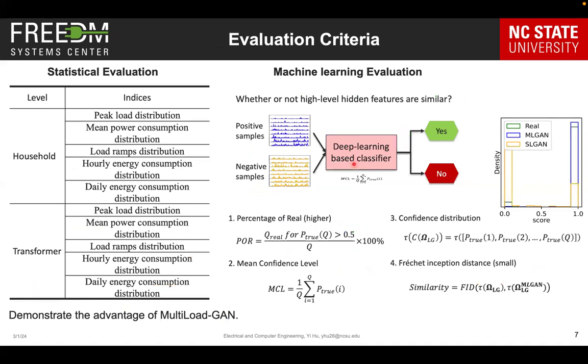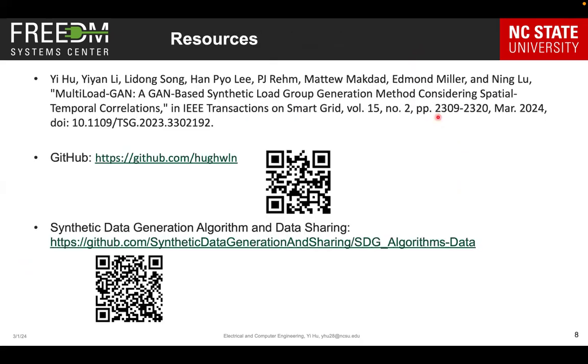There are two categories. The first is statistical based. We design both household level and transformer level, meaning group level, feature evaluation. And the second category is machine learning based. We train a deep learning classifier to identify whether or not this group of node profiles is served by the same transformer. This is basically a classification task. I'm not going to show you the results here. The results show our method performs much better than the baseline method.